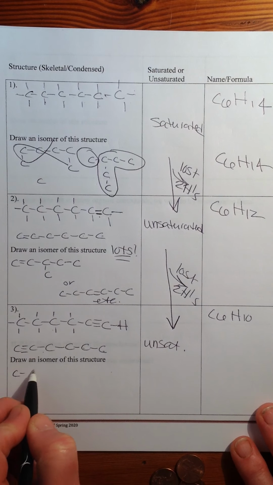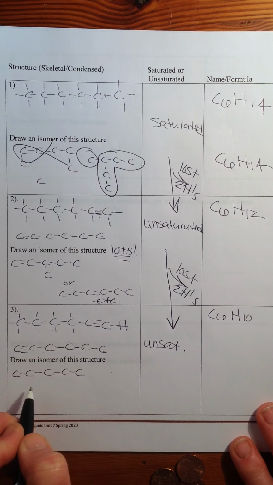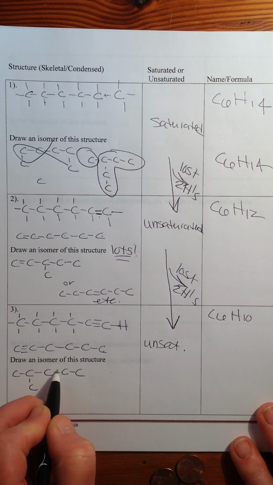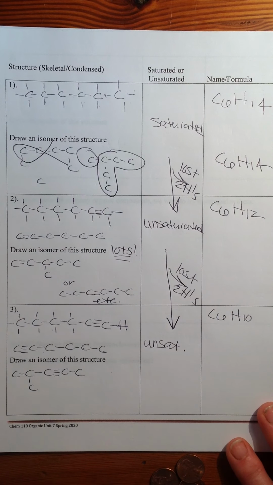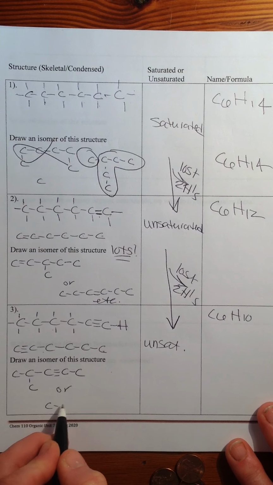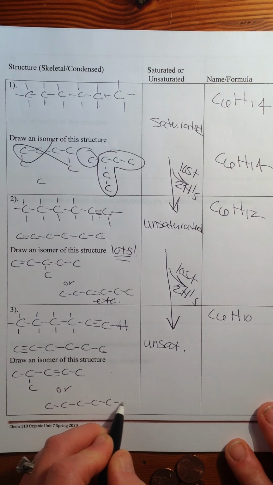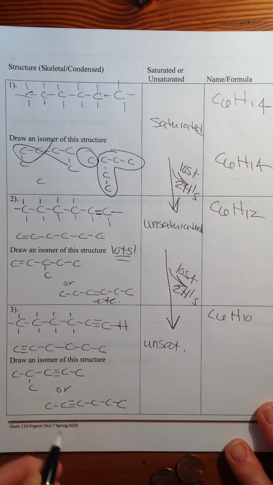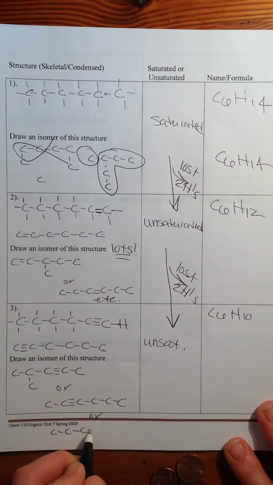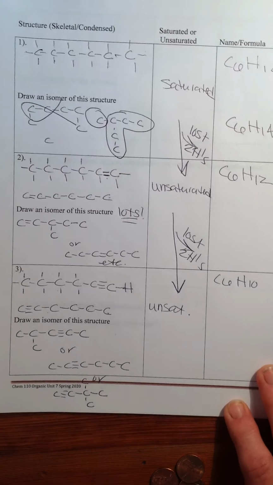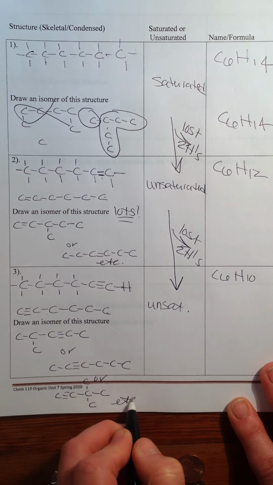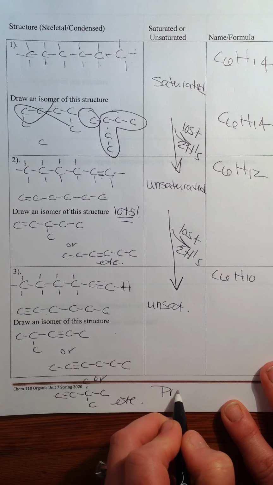So I can just create whatever I want here. I'll put a triple bond there. So that would be an isomer, or 1, 2, 3, 4, 5, 6, I could put a triple bond there, or 1, 2, 3, 4, 5, 6, put the triple bond there. So there are lots and lots of opportunities.